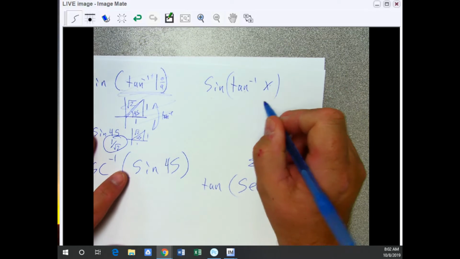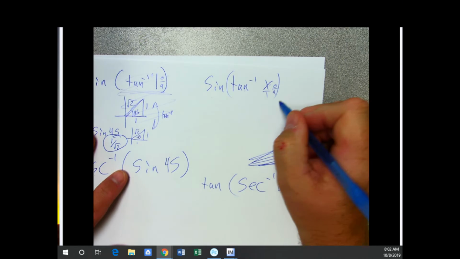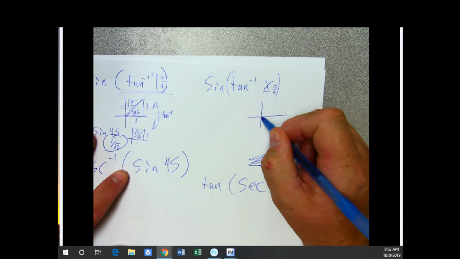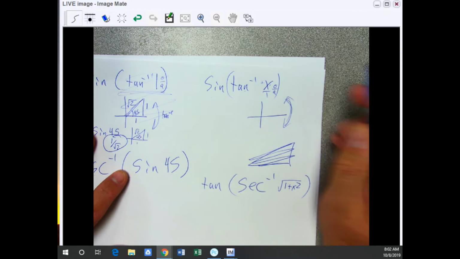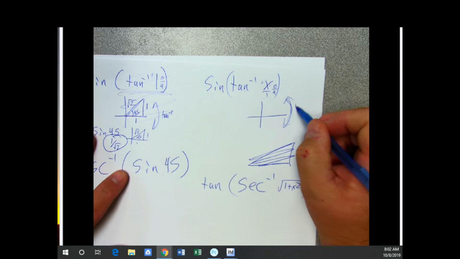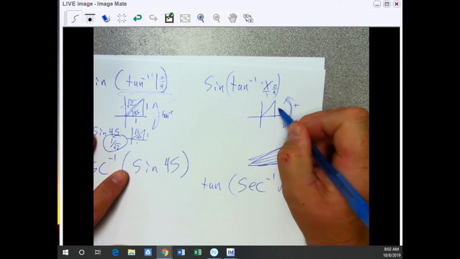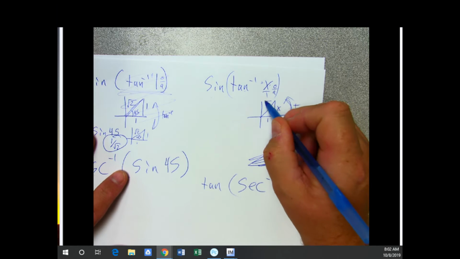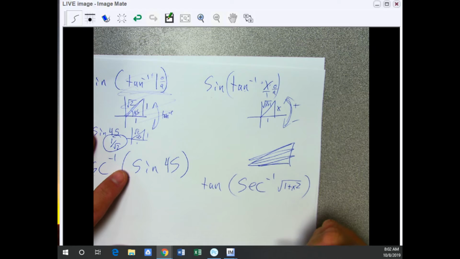Sine of tan inverse of x. Well, again, opposite over adjacent. So I got to put it over 1. Let's draw a picture. Again, because it's positive, it's only in either quadrant 1 or 4 because that's where inverse tan is. Because it's positive, it's up here. If it were negative, it would be down there. So we have opposite, we have adjacent. So let's find the hypotenuse. X squared plus 1, square root.